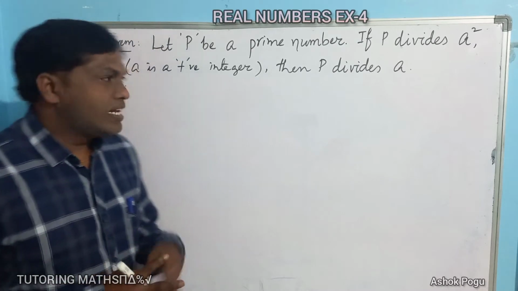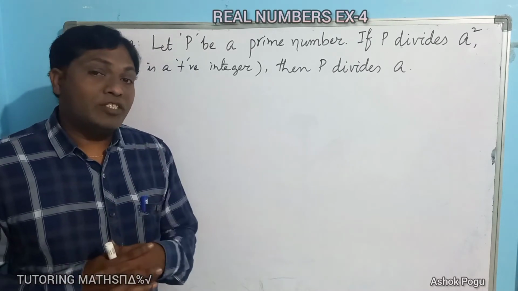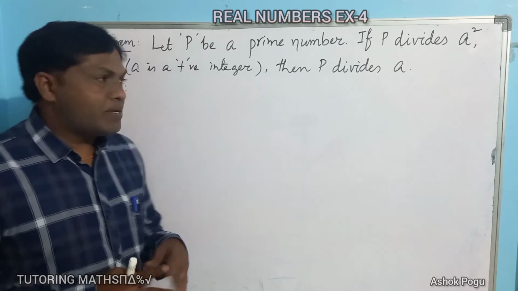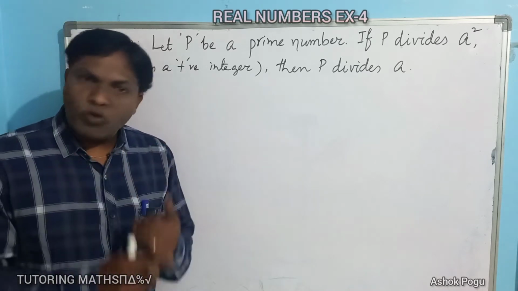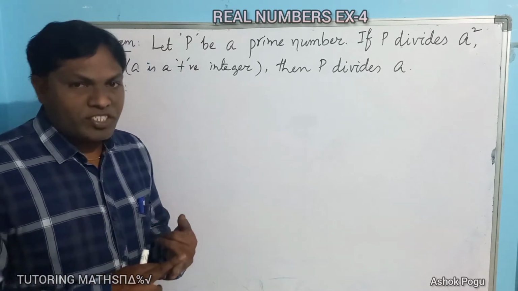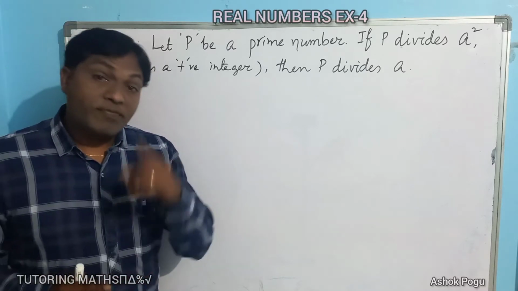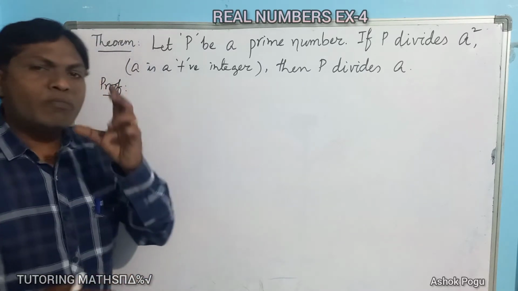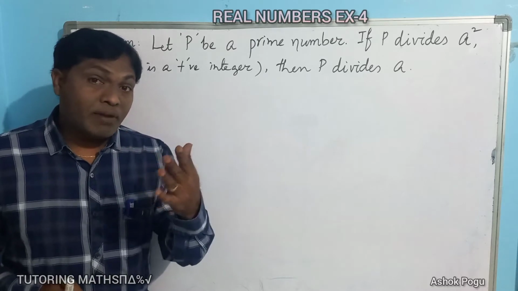Welcome dear students. In the last class we completed the third exercise of the first chapter, and let us start the fourth exercise of real numbers, first chapter. Before starting the fourth exercise, there is a small theorem. What is the theorem and how do we prove it?